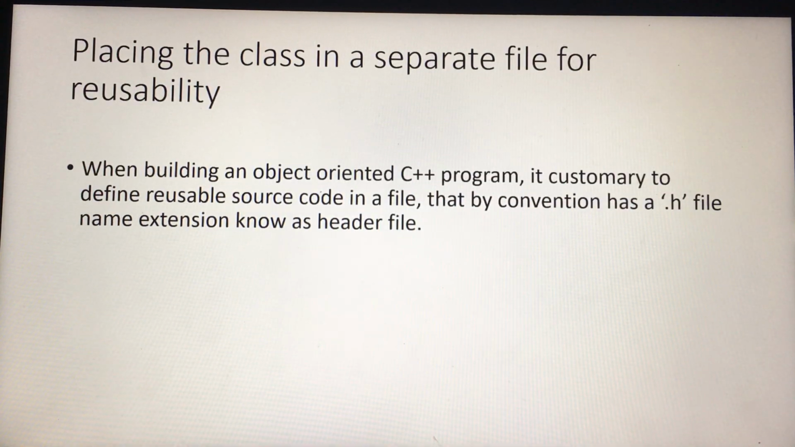Placing the class in a separate file for reusability. When building an object-oriented C++ program, it's customary to define reusable source code in a file that by convention has a .h filename extension, known as a header file.